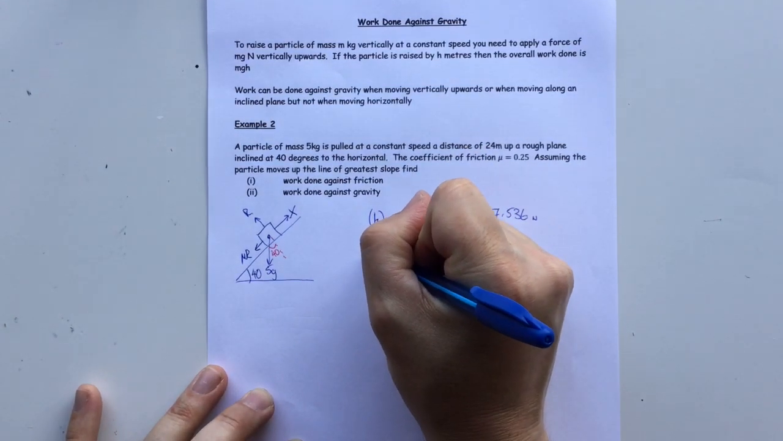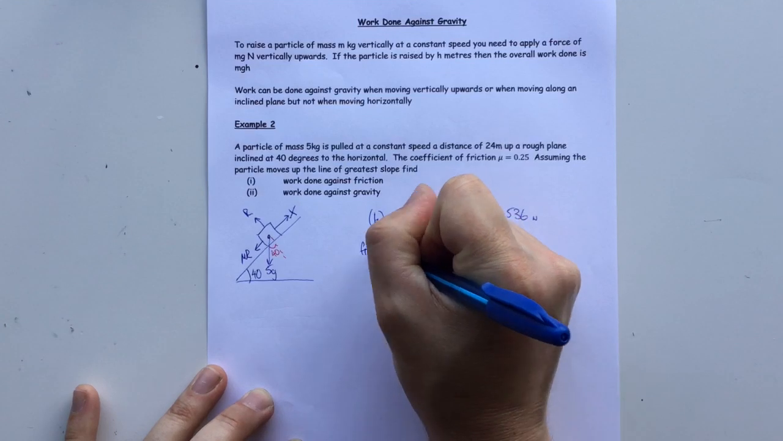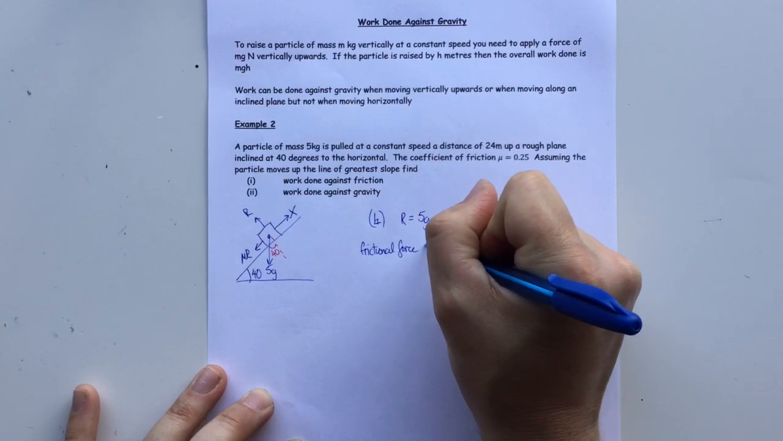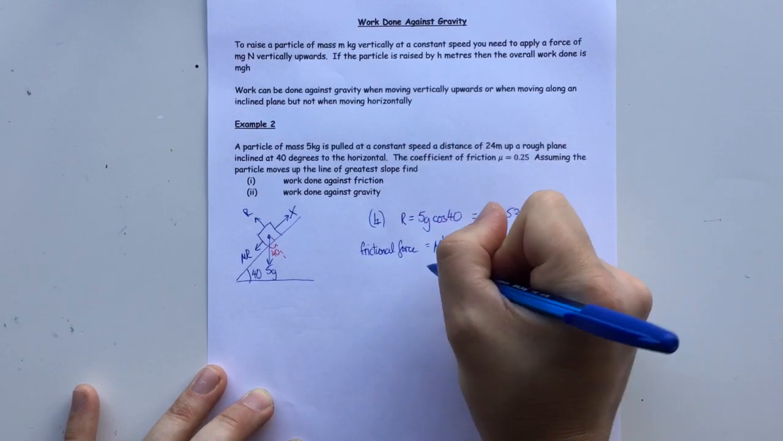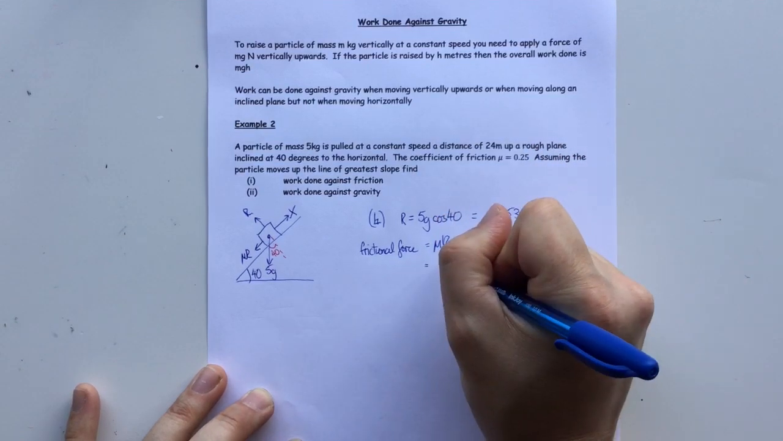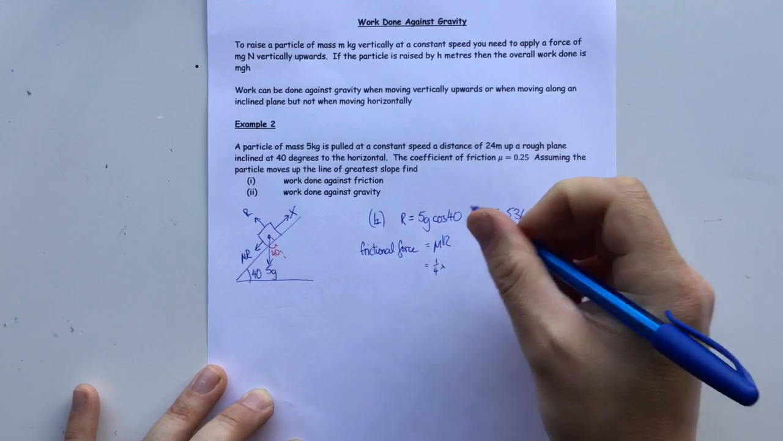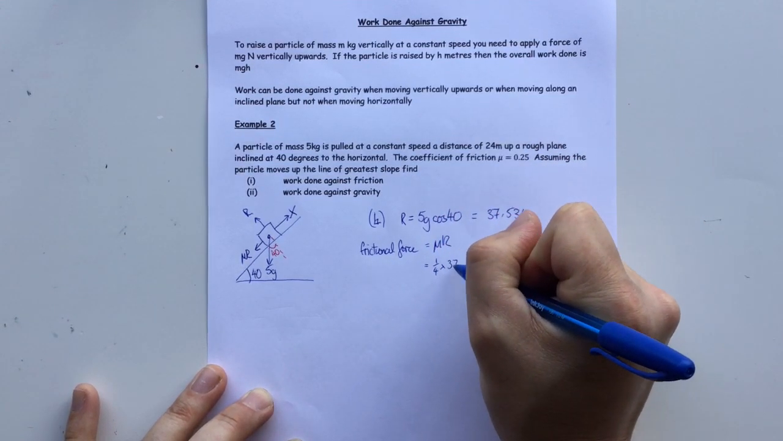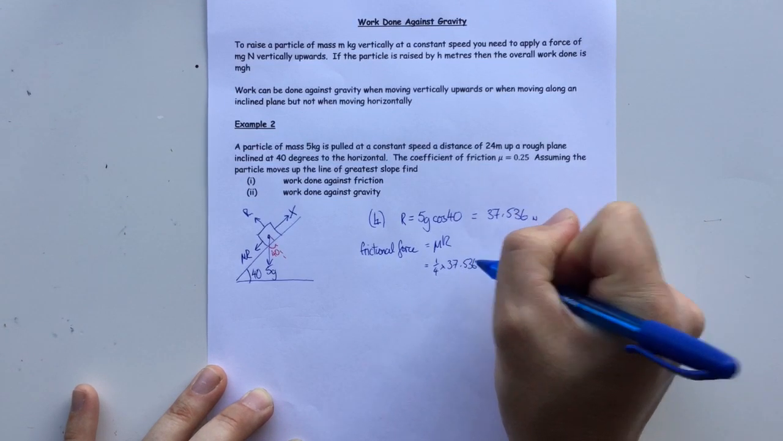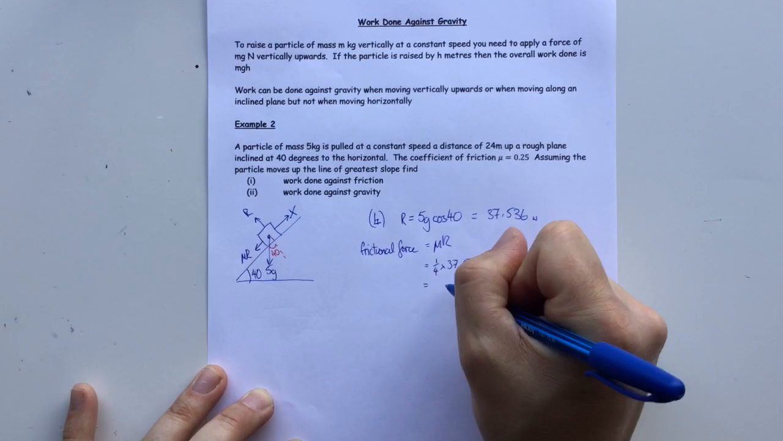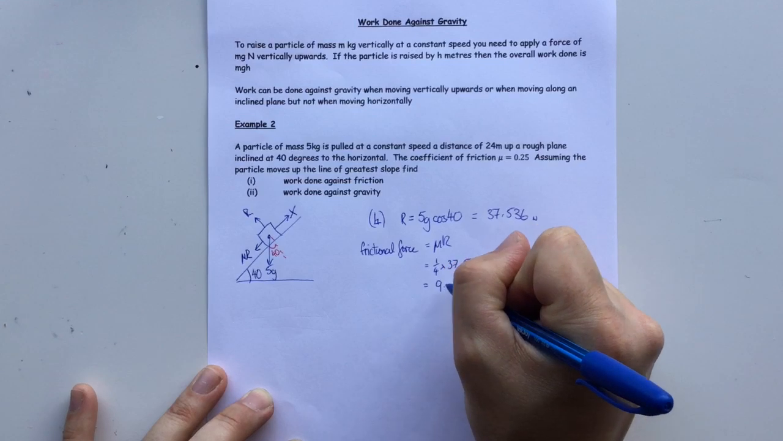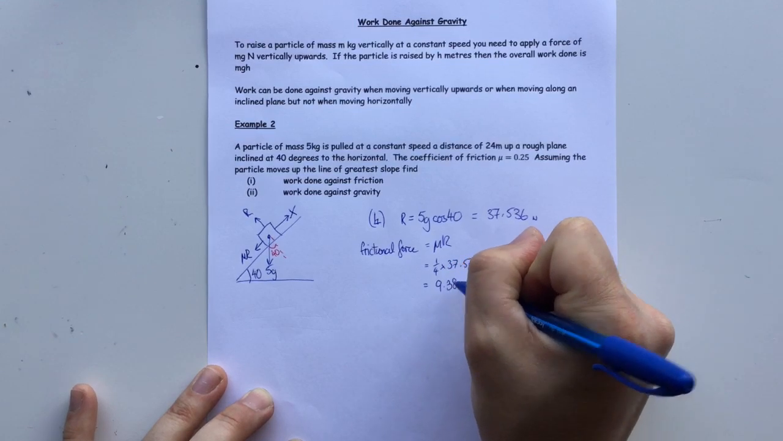The frictional force then is mu R, and that's a quarter times 37.536, and that works out as 9.38 newtons.